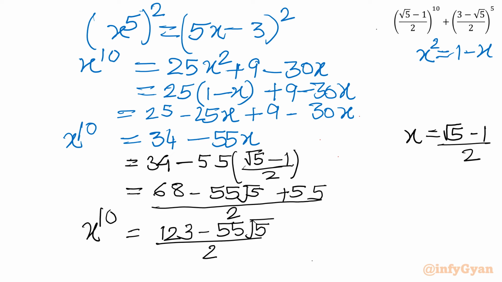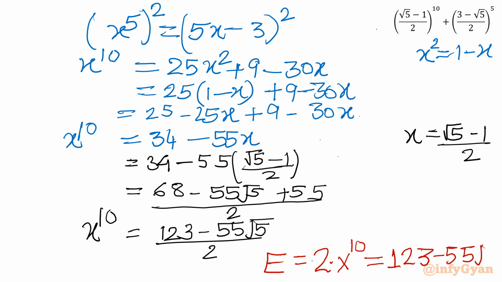Now we have to calculate 2 times x^10. So let me write here our answer. Expression E equals 2 times x^10. This value will be 123 minus 55√5. This is our final answer.